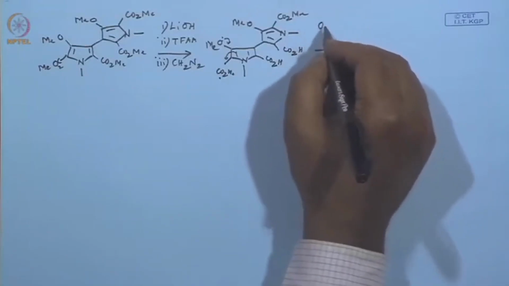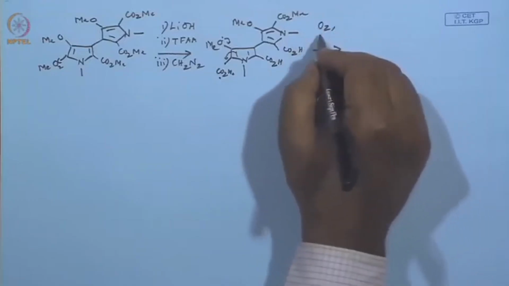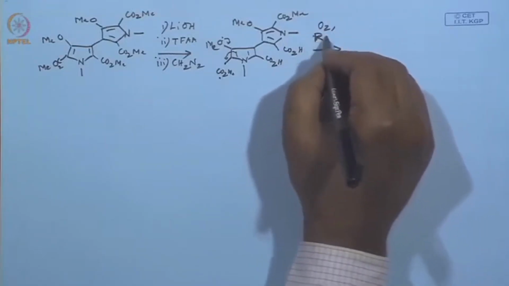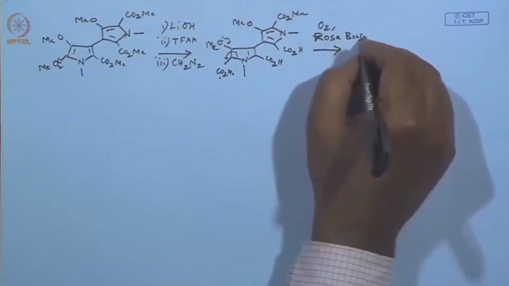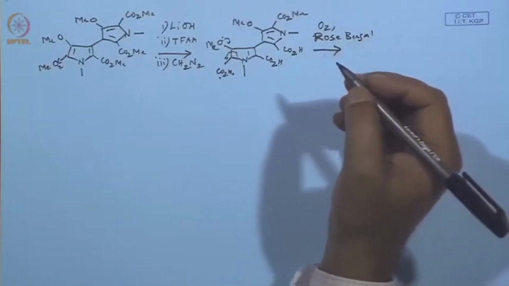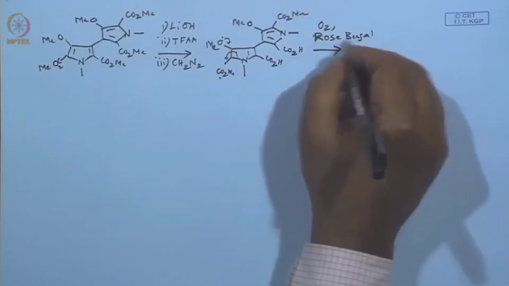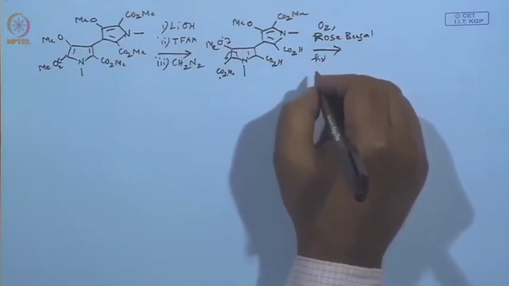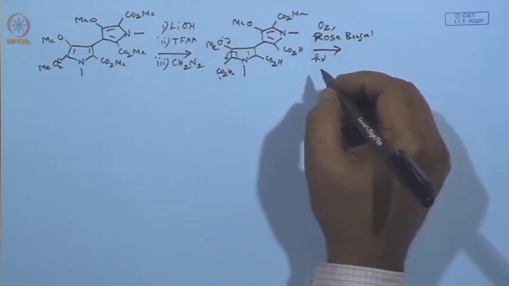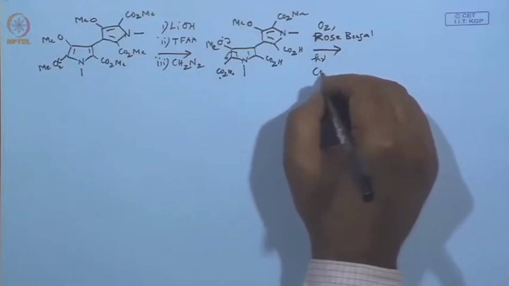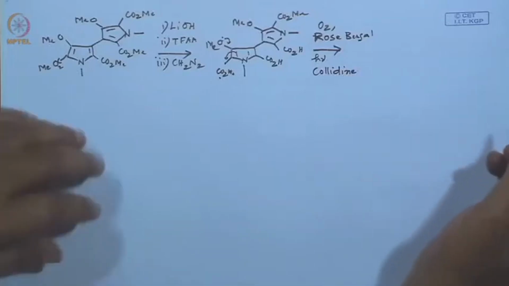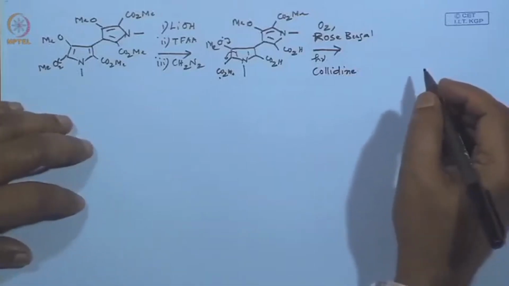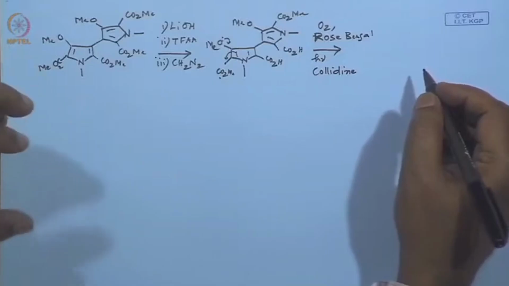example of photooxidation. Again, oxygen, and then this catalyst, that is rose bengal, the popular catalyst, and then light, and something else is required, because what you will see is collidine, and what is collidine? Collidine is a pyridine base.